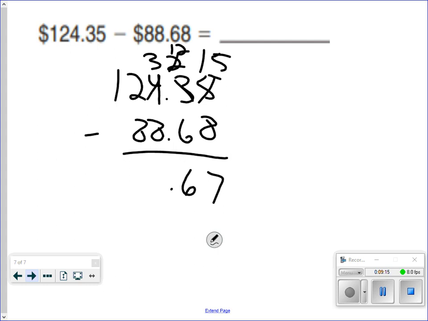I can't take 8 away from 3, so I'm going to make this a 13. I'll borrow from this 2. 13 minus 8 is 5. 8 I can't take from the 1, so I'm going to make this 11. Borrow up here, so I have a 0. 11 minus 8 is 3, so my number is $35.67. I really hope I didn't make an error this video.